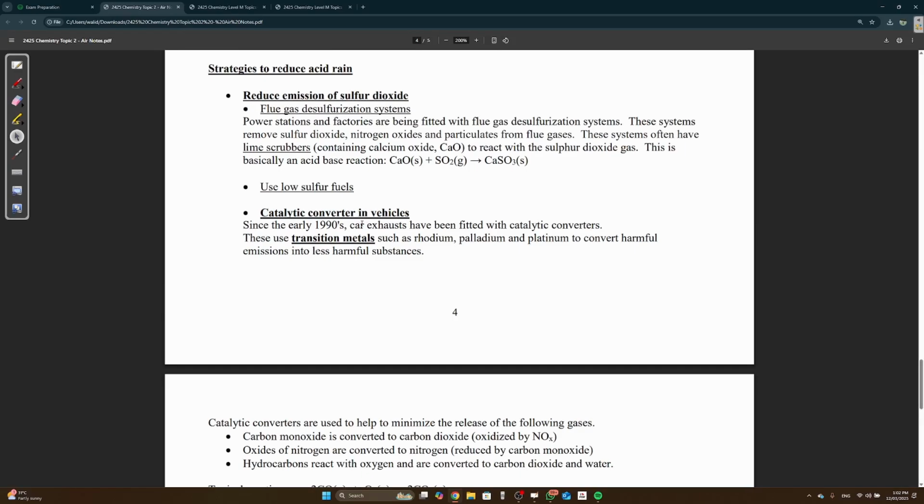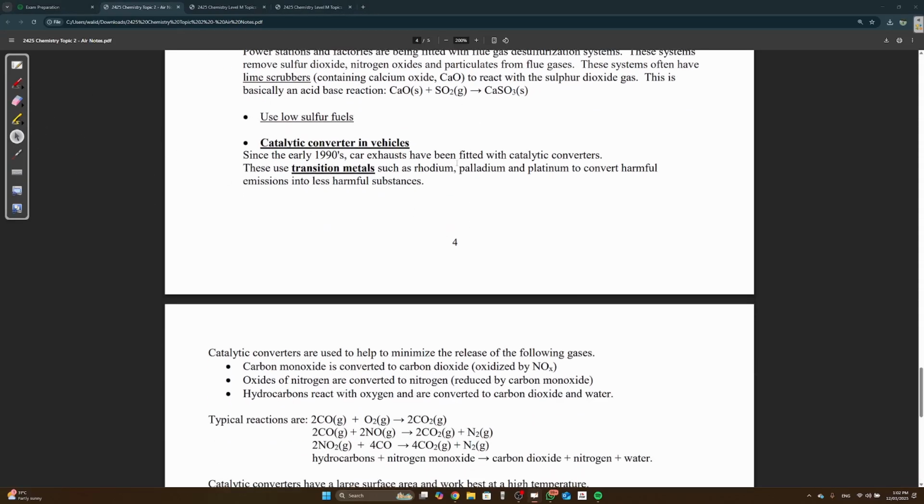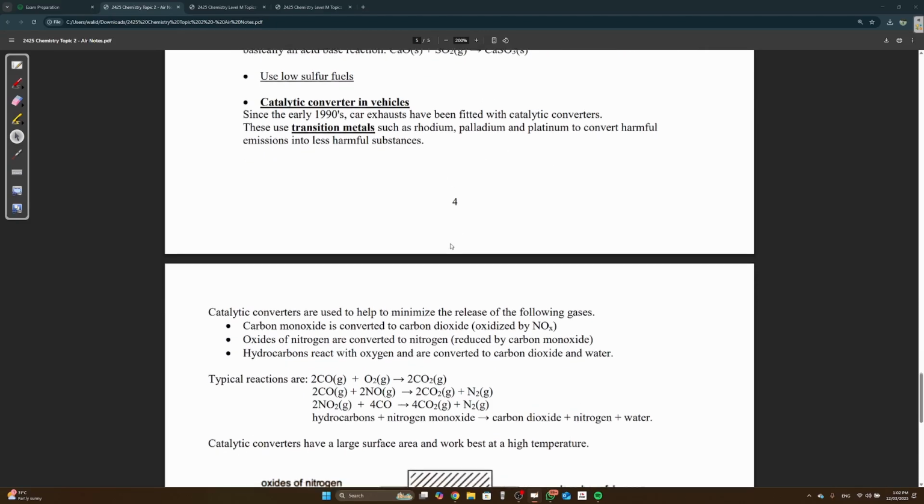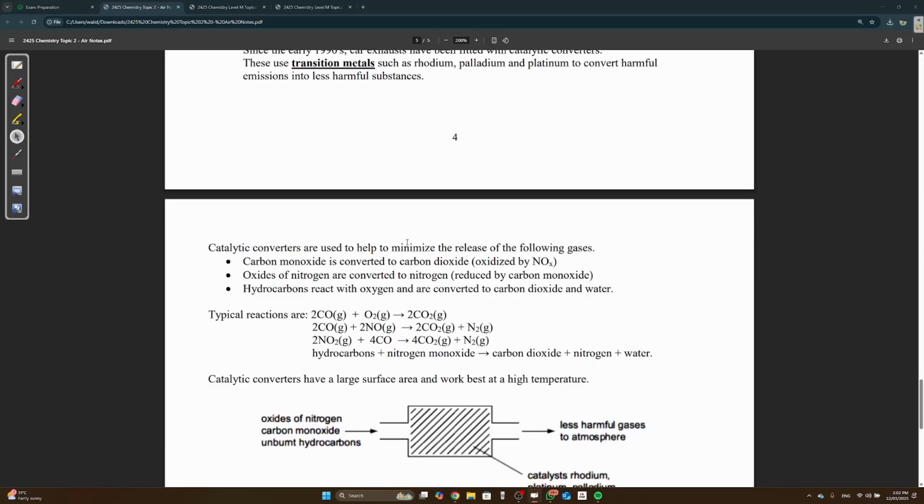Since the early 1990s, car exhausts have been fitted with catalytic converters. What's a catalytic converter? They use transition metals, which we're going to talk about in topic 10. Transition metals such as rhodium, palladium, and platinum convert harmful emissions into less harmful substances. It's explained here. They are used to help minimize the release of carbon monoxide, oxides of nitrogen, and hydrocarbons. This was actually in the exam one time.